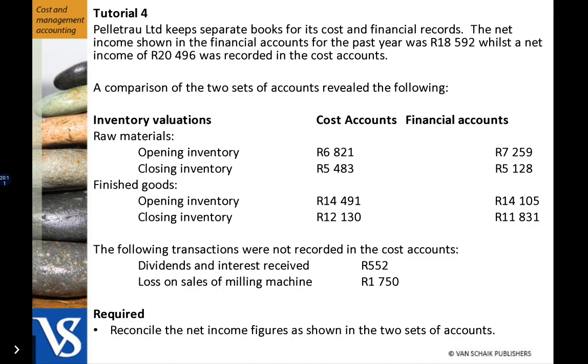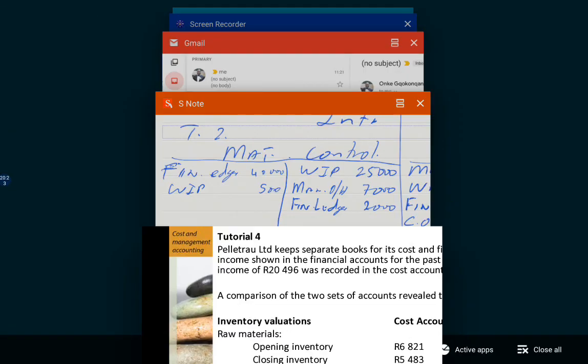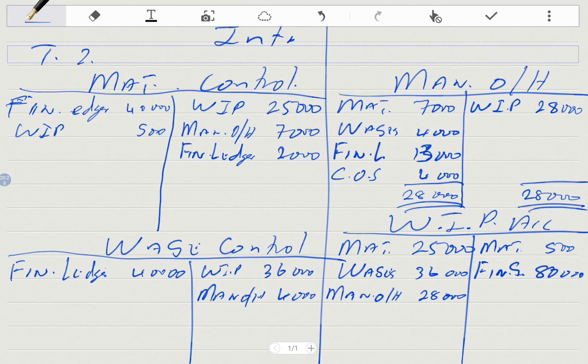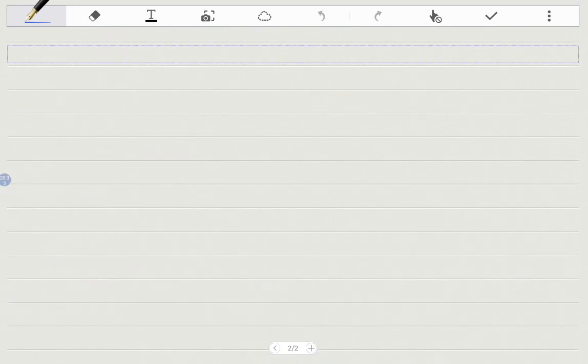Then the requirement is to reconcile the net income figure as shown in the sets of accounts. So we need to do the reconciliation. When we do our reconciliation, we open up, I will say, a 4-column statement. This is your tutorial number 4, which is the reconciliation.